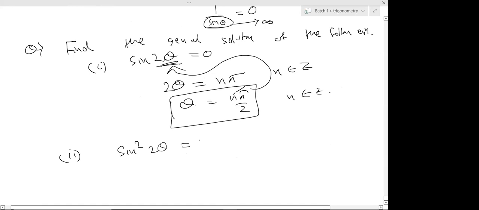Sine square 2 theta is equal to 0. Now send me the answer.